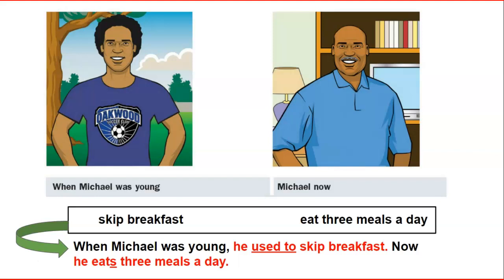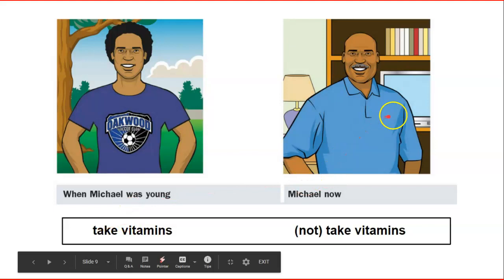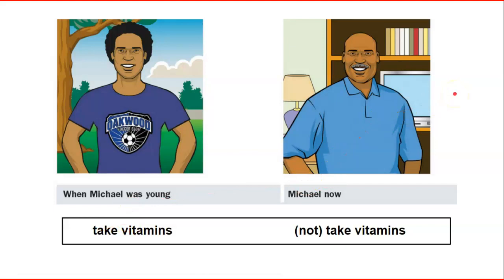Let's take a look at a couple of things. Can you guys see the sentence on the bottom? Yes. Okay, good. Notice again, he used to, it puts the D on it. Skip breakfast. Now he eats. You got to put that S on the eats. All right, let's go to another one. Geetha, do you want to try making a sentence using these pictures and topics? When Michael was young, he used to take a vitamin, but now he takes vitamins.